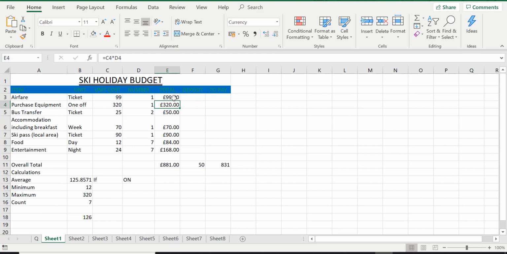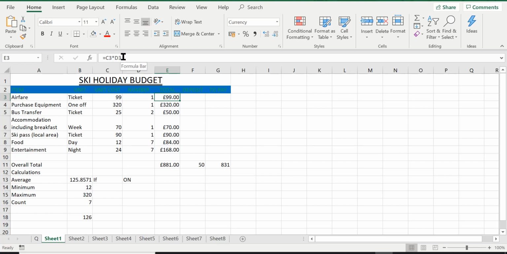A formula is very similar to maths. So if you are already very good at maths, you shouldn't really have a problem with the formula. For example, when we worked out the total for each of these items in column E, we used a multiplication formula, if you recall. I'm going to use the first one as an example, the airfare total price. If you look in the formula bar, we did C3 multiplied by D3.